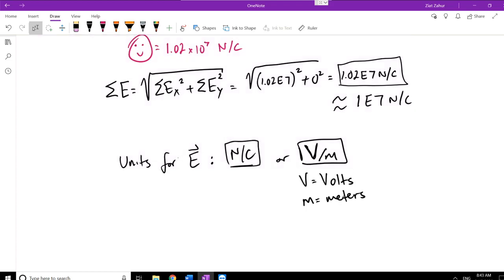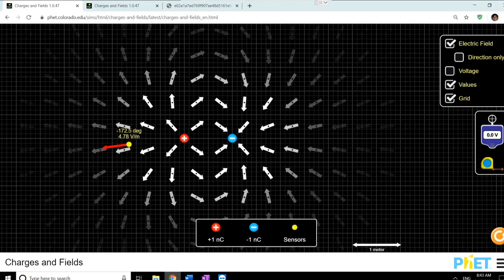Okay, so volts per meter is another unit for your electric field. As you can see, the closer I get, the bigger this arrow becomes. It gets really huge. And of course, the direction changes. The direction is towards the negative and then away from the positive.